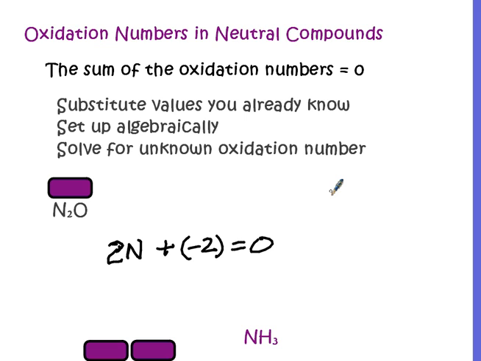So again, let's do a little math here. Yep, I bet you know this one too. Nitrogen here has to be equal to plus 1. 2 times plus 1 plus or minus 2, that'd be equal to 0.